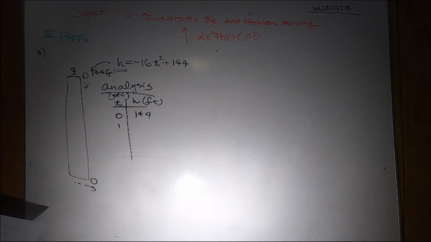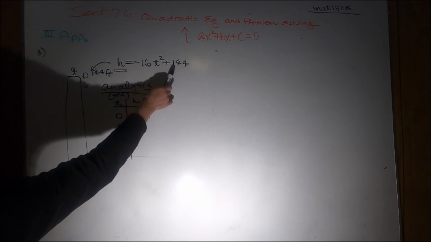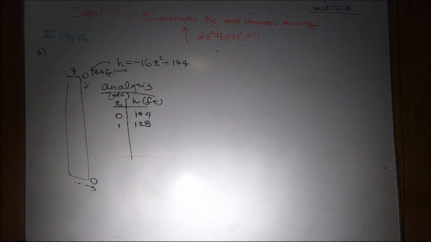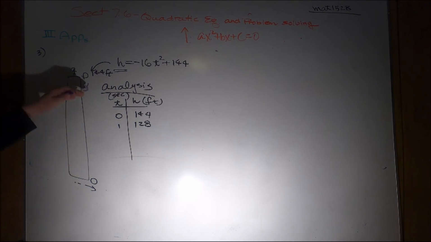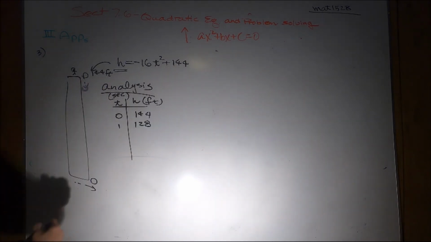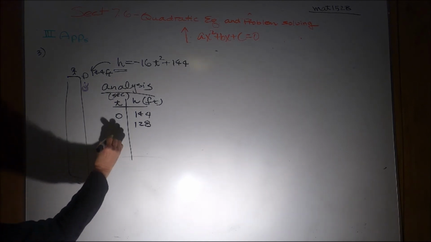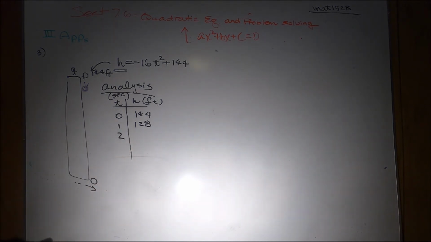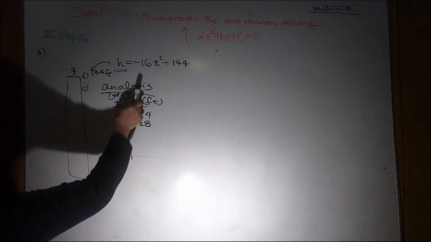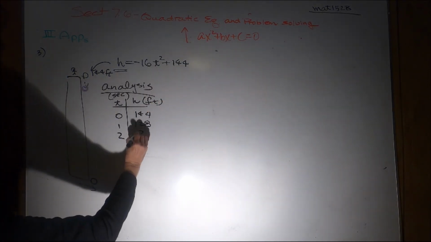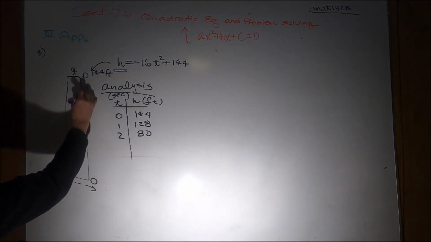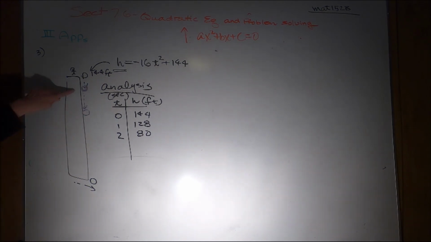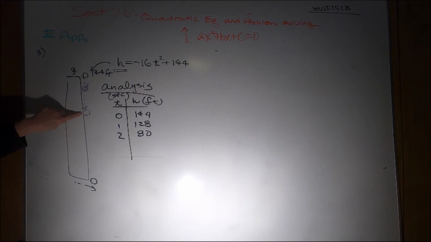What happens after 1? You plug in 1, negative 16 plus 144, that's 128. What does that mean? It means after a second, the ball is here, which is 128 feet above the ground, right? When you plug in 2, after 2 seconds, right? You plug in 2 to get 4, negative 64, that would be 80. What does that mean? It means first second, second, right?